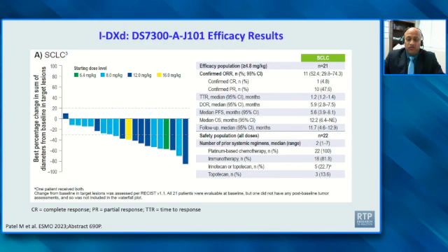Around 52% overall response rate. The median progression-free survival in this small population was 5.6 months, but the median overall survival was 12.2 months in this extensive stage small cell lung cancer population that was refractory to prior therapies. So, pretty impressive for this group.